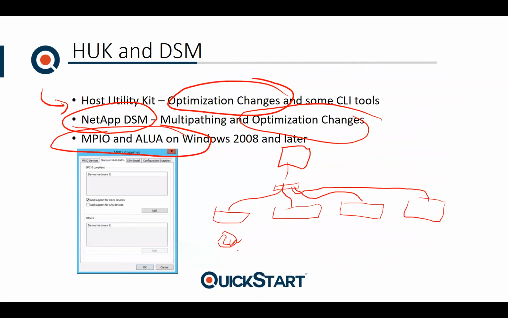ALUA is going to allow the host to see, hey, I really want to go through this data LIF because this is the node that currently owns this volume. And it's smart enough so that if I move the volume to another node, it will redirect over to there. So it's always trying to make sure I get that optimized path. And in fact, I'm just really avoiding that cluster interconnect. So usually with SAN, we want to make sure that we have the least latency possible. We want to try to optimize as much as possible here.